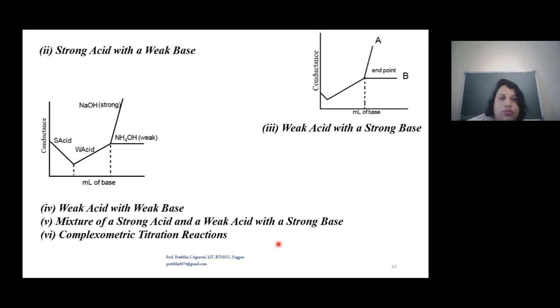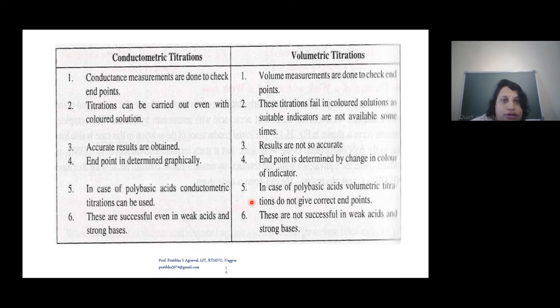There are several advantages of conductometric titration over ordinary volumetric titration. Conductometric titrations are also done to check the endpoint, but they can be carried out even with colored solutions. In volumetric titration, a suitable color indicator should be available. Here accurate results are obtained. In volumetric titration the results are not accurate, because there should be just an appearance of pink color and what you get is dark pink, so one drop can make a difference. That's why in conductometric titration we have to be very careful in adding NaOH. You add drop by drop, you take a microburette and add with precision and accuracy. The endpoint is determined graphically, whereas in volumetric titration it is determined by the color change of the indicator.